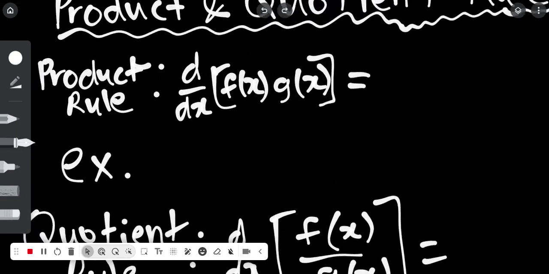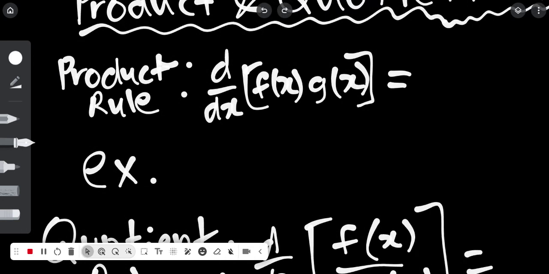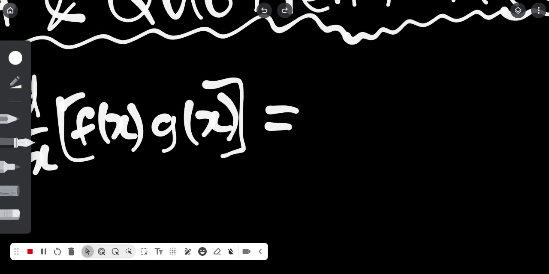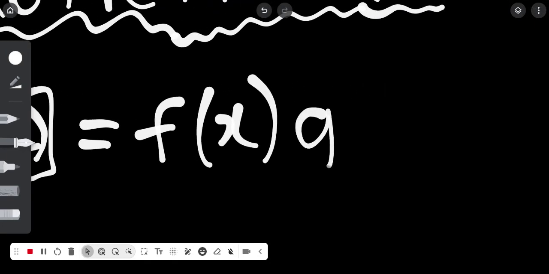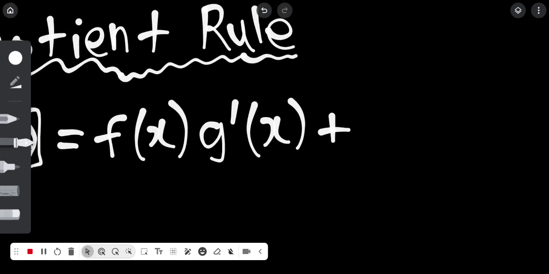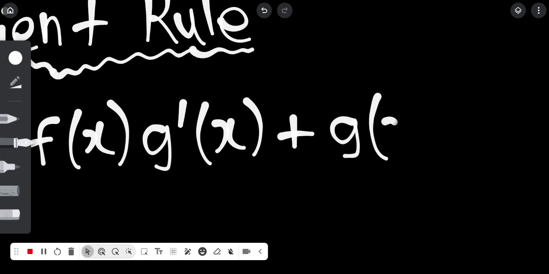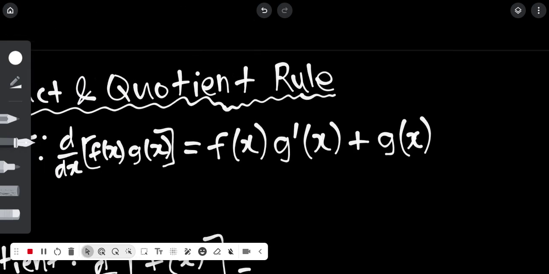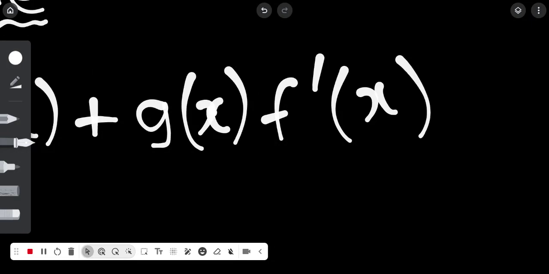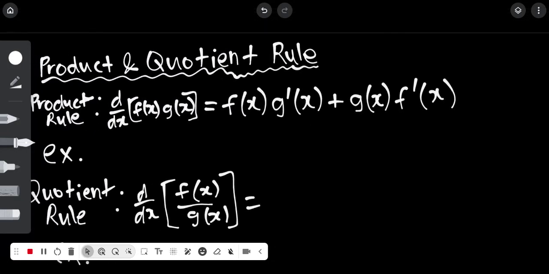So the product rule, if you're taking d/dx, the derivative of a function defined as f of x times g of x, the derivative is equal to, I like to think of it as first derive second. So it'd be first, the function, times the derivative of second, g prime of x. First derive second plus second, which is g of x, second derive first. Derive first is f of x, so it'd be f prime of x. So this is the general form for the product rule.